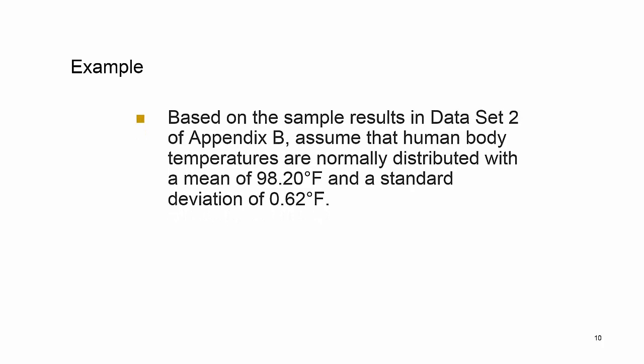Let's look at another example. Based on the sample results in dataset 2 of the appendix of the textbook, assume that human body temperatures are normally distributed. When you see that phrase in a problem, you're always working with the bell-shaped curve. We have a mean, mu, of 98.2 degrees Fahrenheit, and a standard deviation sigma of 0.62 degrees Fahrenheit. So the mean is not 0, so we're going to need to do the z-score conversion.